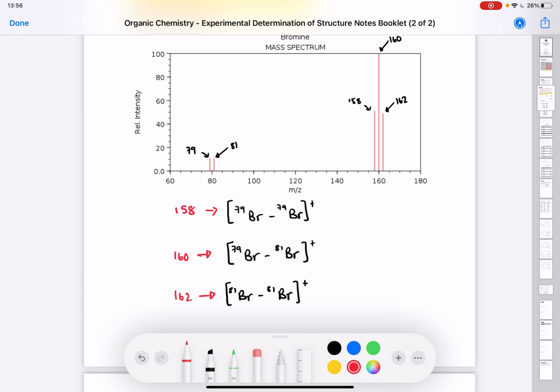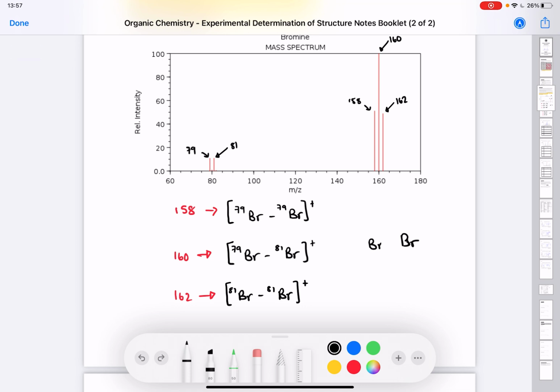Now, we also have two other peaks, because what can happen is when our bromine molecule is put into the mass spectrometer, the high energy electron can actually come in and break the bond between the two bromines, giving you two individual bromine atoms.